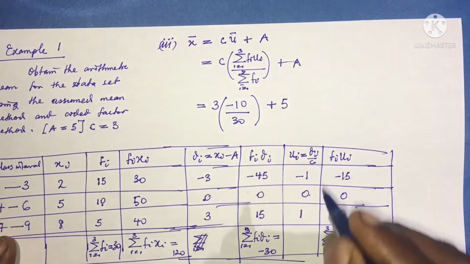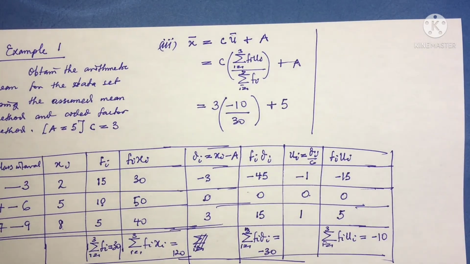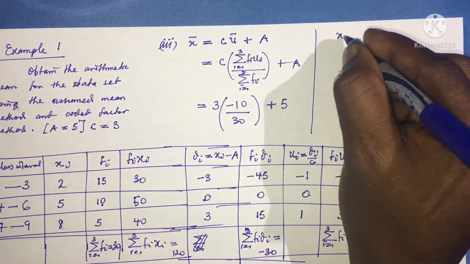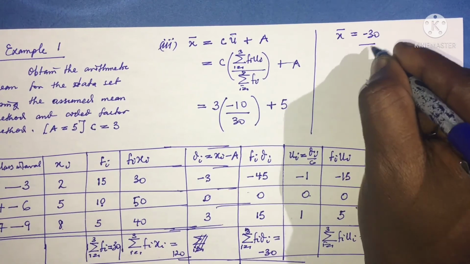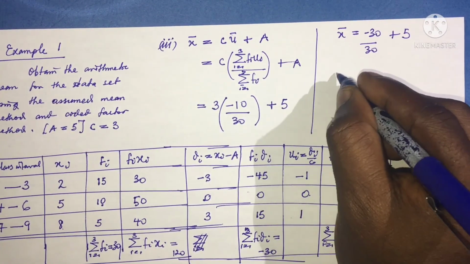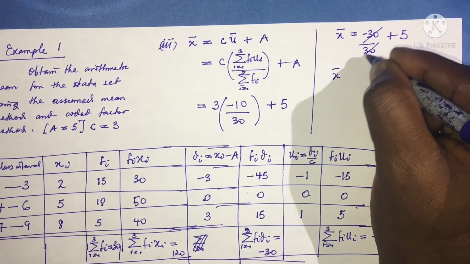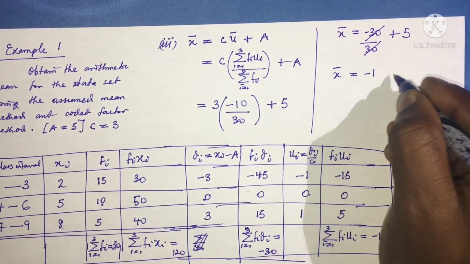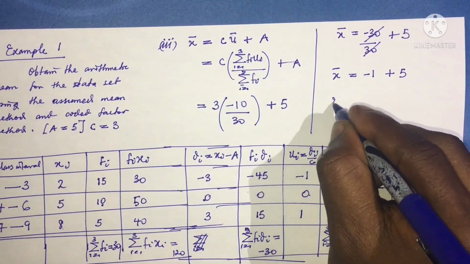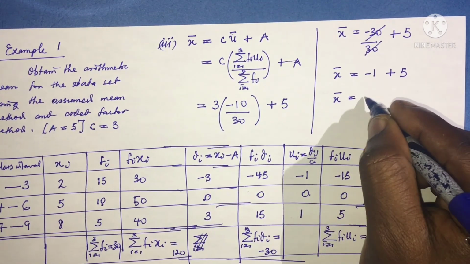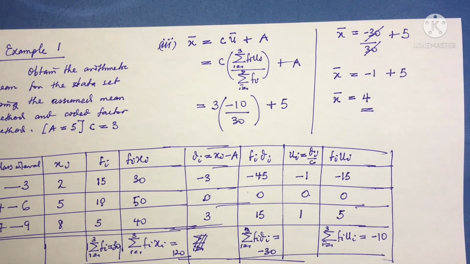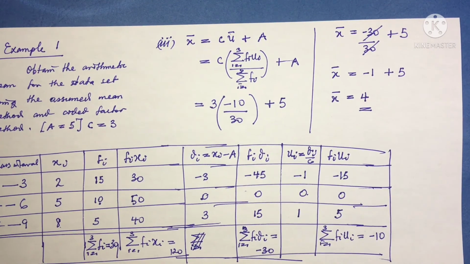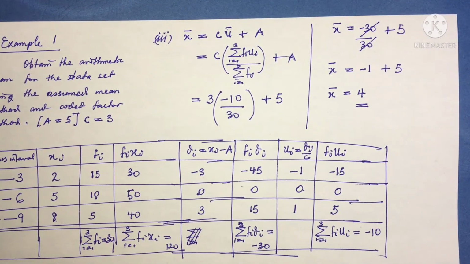A is 5. So we would end up obtaining our x bar as 3 times minus 10, which is minus 30, all over 30, plus 5. Now, minus 30 divided by 30 will give us minus 1. So we end up having minus 1 plus 5, and x bar is 4. So we end up having the same arithmetic mean. So using the coded factor method, the assumed mean method, and the normal method all gave the same arithmetic mean.